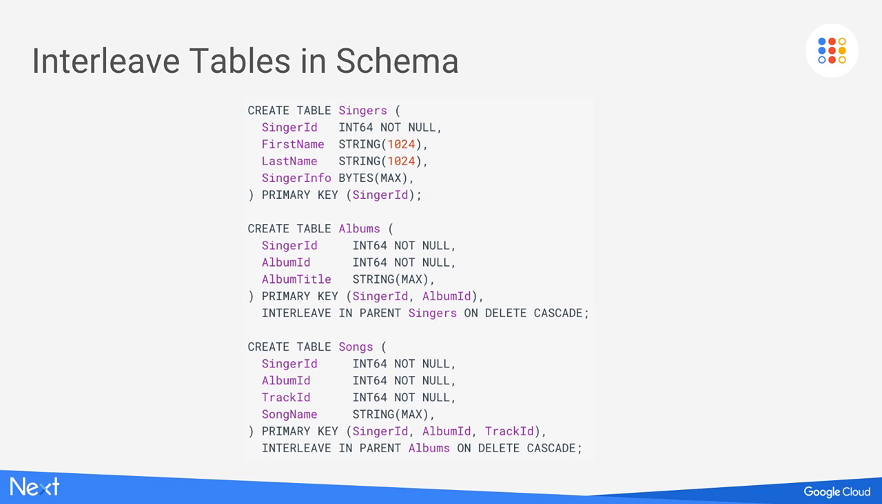Now to go another layer, songs always belong to an album. So now I can say create table Songs. We can add a track ID and a song name. The primary key has to include the primary keys of the two previous tables, so singer ID and album ID, and now we can add track ID as a primary key. So I interleave in parent Albums on delete cascade. As you're building your schemas, this is how you tell Spanner the logical relationship of your data in the schema.